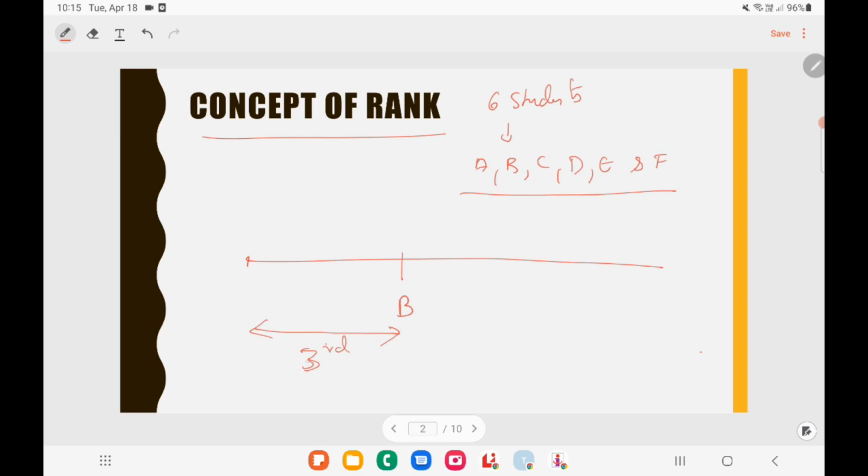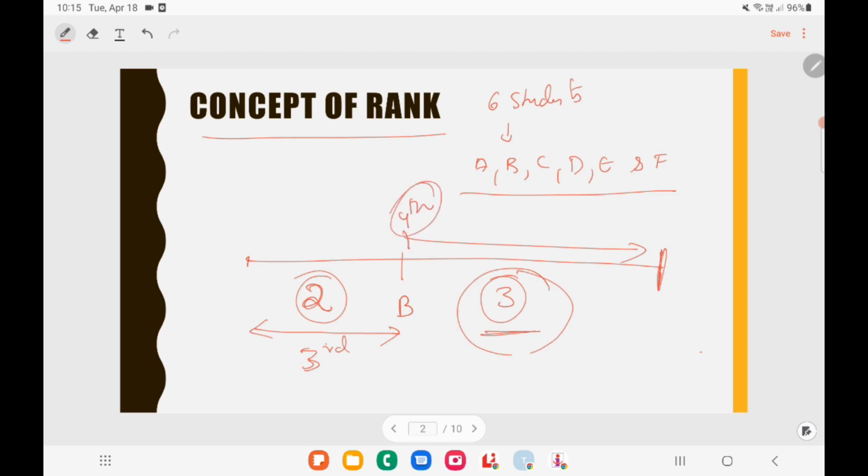Since B is third from left of the bench, there are 2 students on the left side of B, and on the right side of B there will be 3 students, because total 6 students are there. So there is 2 here, there is B here, total 3 is there. Now there are 3 students on the right side of B. So from the right end, B's position will be 4th, because 3 students are here, then B's position will be 4th.